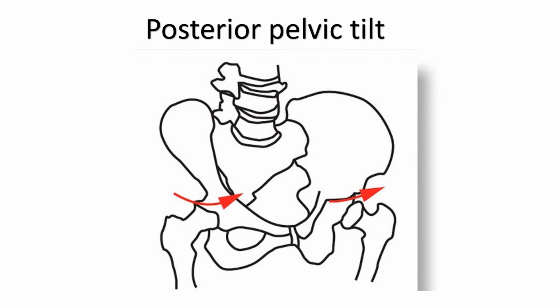Posterior pelvic tilt produces hip extension. Extension via posterior tilting brings the symphysis pubis up and the posterior aspect of the pelvis closer to the femur. Lumbar spine flexes.